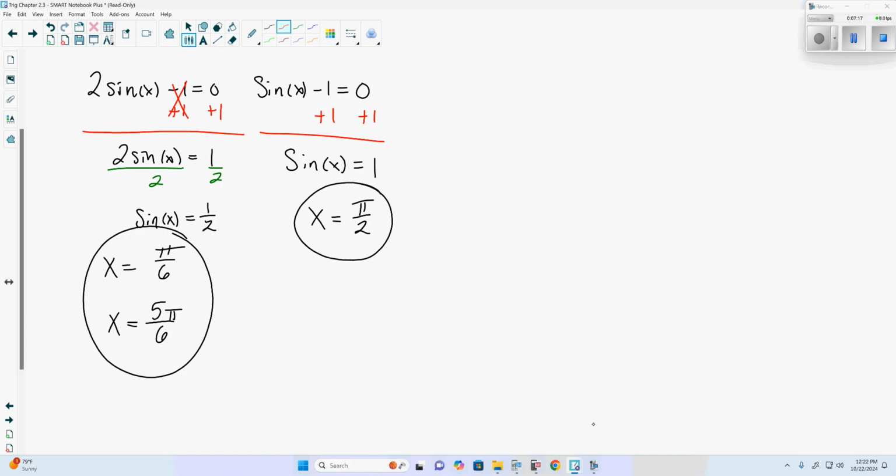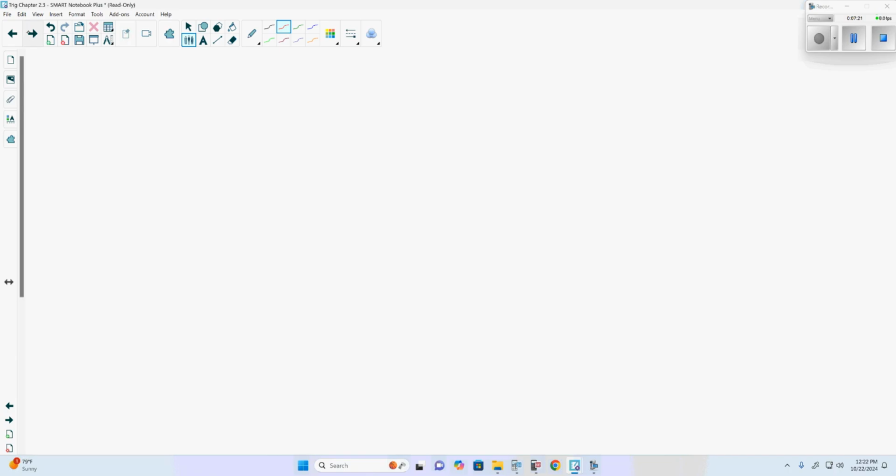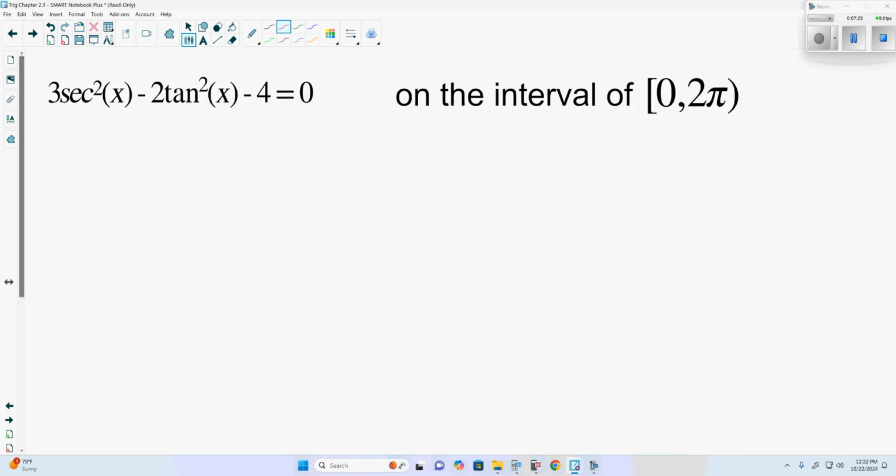Questions on this here? Are you ready for the next one? 3 secant squared of x minus 2 tangent squared of x minus 4 is equal to 0 on the interval of 0 to 2 pi. Now this one here, we do have to use the reference sheet because we do not have it all in terms of secant or tangent. We need it in one or the other.